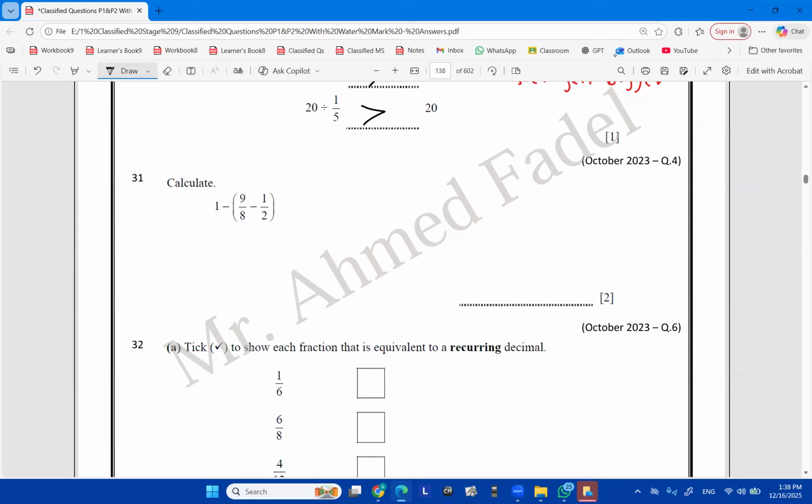1 minus, I need to get that common denominator in here. So this becomes 8 as it is. This multiplied by 4 becomes 4 over 8. So it is 1 minus 5 over 8. Mister, 1 is actually 8 over 8. So as if you're saying 8 over 8 minus 5 over 8, it's the rest, 3 over 8. Or 1 whole, you took from it 5/8, then I have 3/8 left.